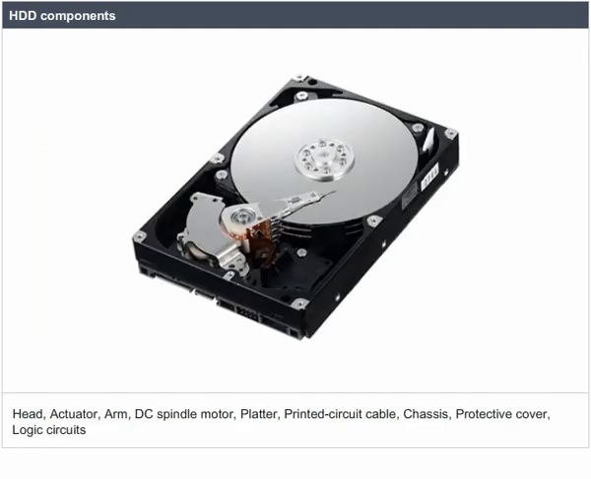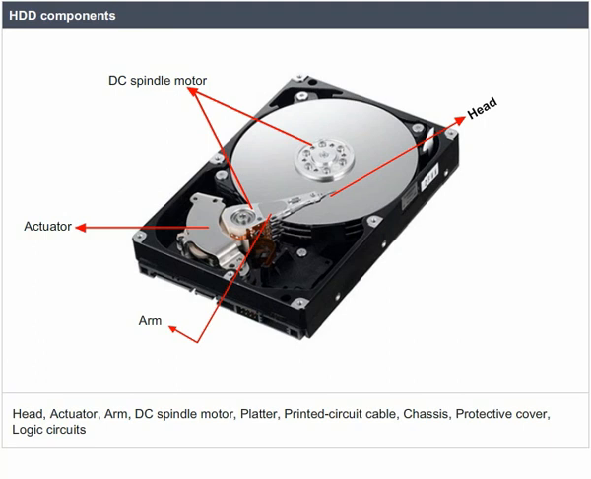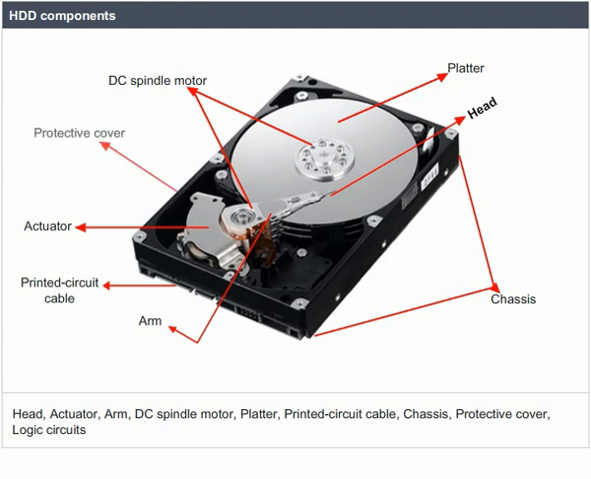Components of hard disk drives: head, actuator, arm, spindle motor, platter, printed circuit cable, chassis, protective cover, logic circuits.